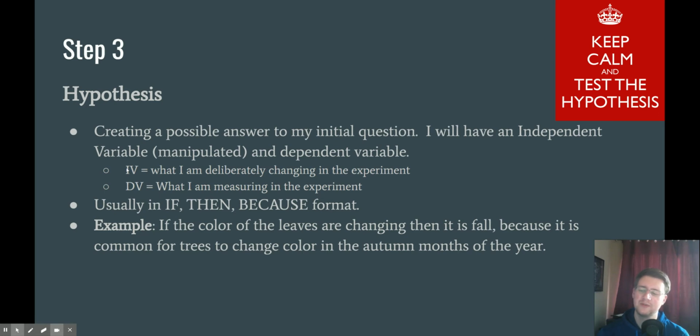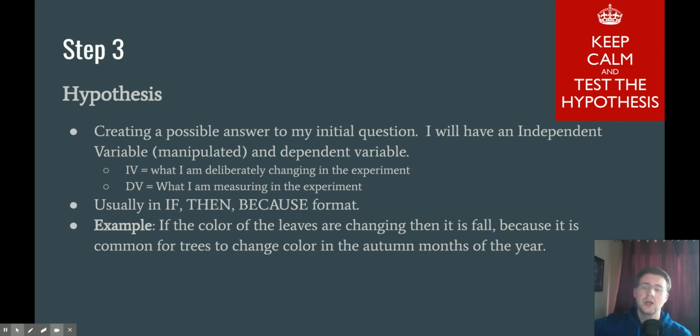They are abbreviated frequently with IV for independent variable and DV for dependent variable. Whatever your independent variable is, or your manipulated variable, that's another term that you will see, it's whatever you are deliberately changing in an experiment. So this is the thing that you are choosing to change. You're manipulating it. You're causing some sort of change in it. Your dependent variable or your responding variable is the thing that you are typically measuring in that experiment.